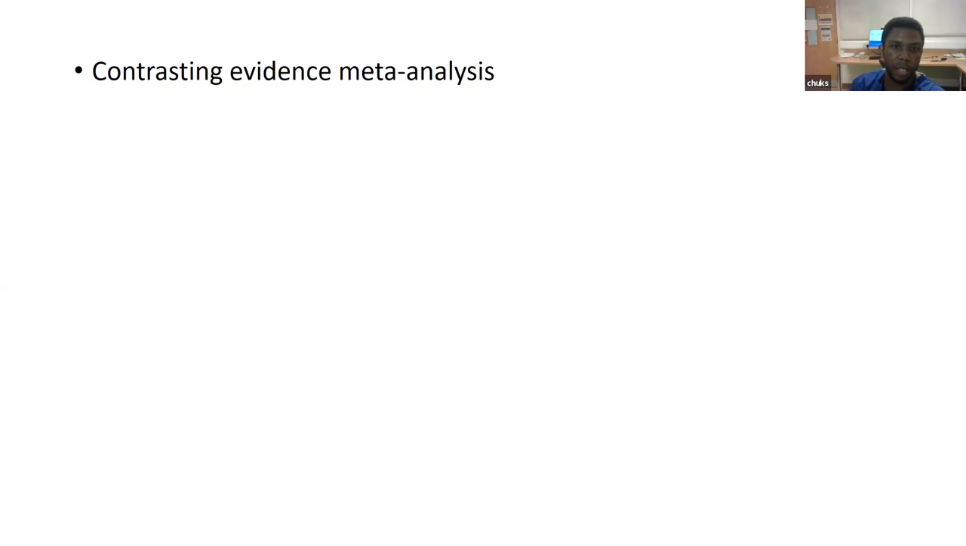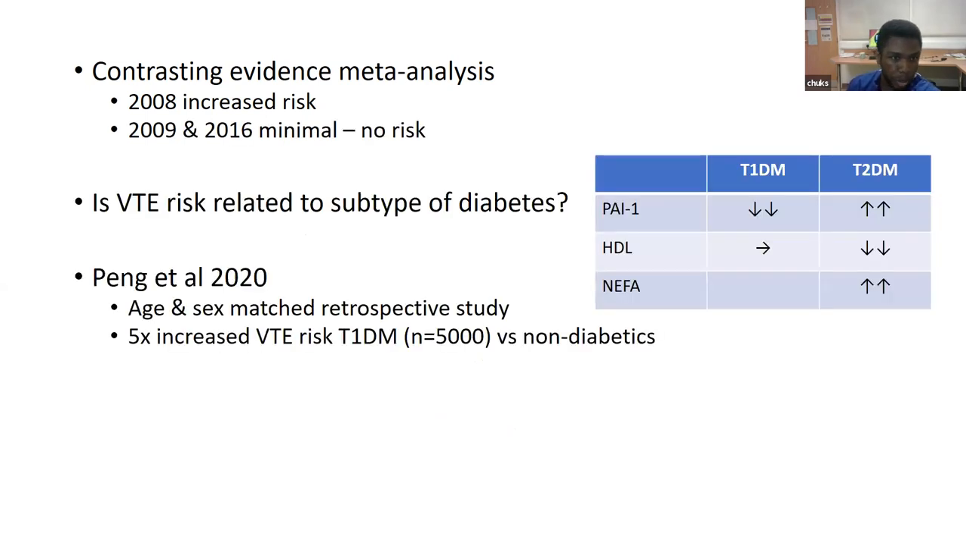So various meta-analyses have been carried out to look at the association between diabetes and VTE, essentially. And the evidence is quite contrasting. One of the early meta-analyses in 2008 suggested there was an increased risk, but two subsequent analyses in 2009 and 2016 felt this was quite minimal to almost no risk at all. So that begged the question whether it's related to the subtype of diabetes.